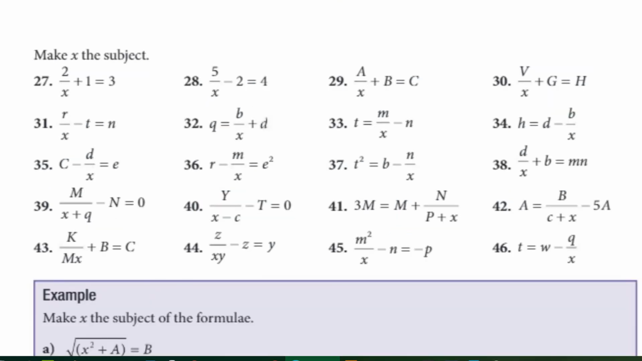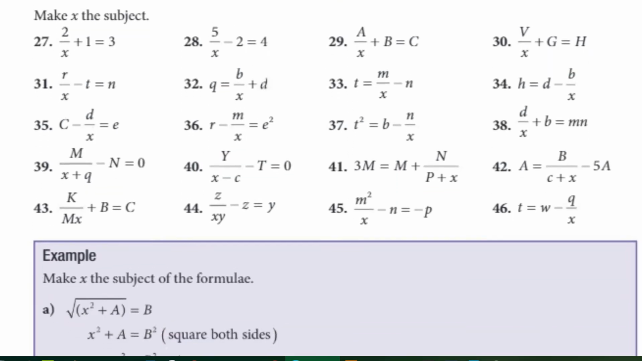Here we are going to make x the subject. Let me show you 2 or 3 questions from here, that is good for you. Say which one we can choose. Let me show you question 38 first. Okay, 38, it is written d by x. We are going to make x the subject from here. Our target is to isolate x from the expression.